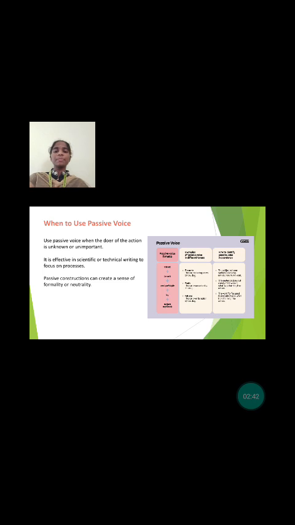When to use passive voice? Use passive voice when the doer of the action is unknown or unimportant. It is necessary to write passive voice in such cases. It is effective in scientific or technical writing to focus on the process. Passive constructions can create a sense of formality or neutrality.